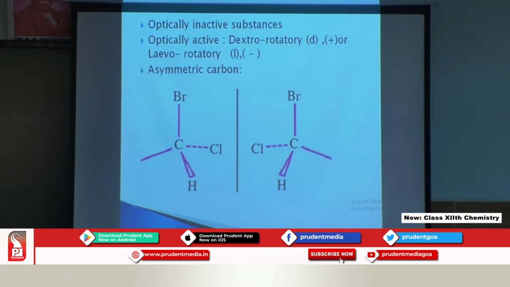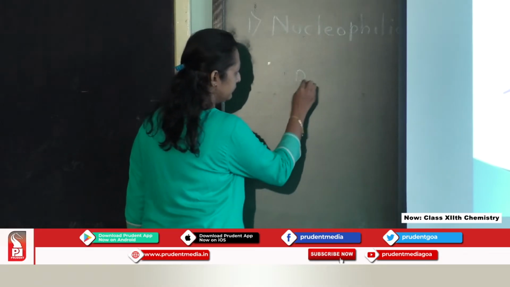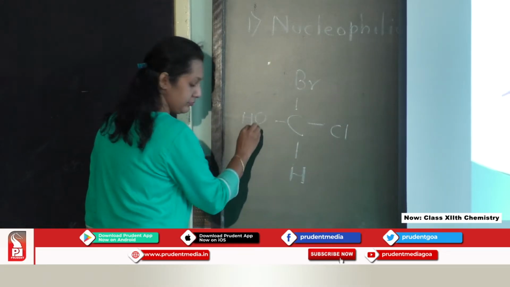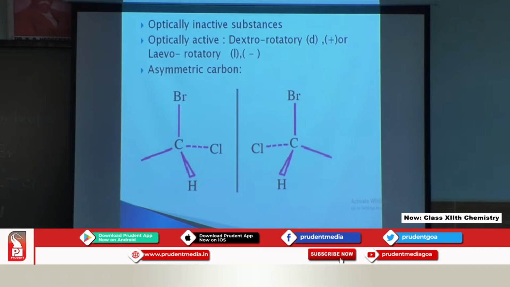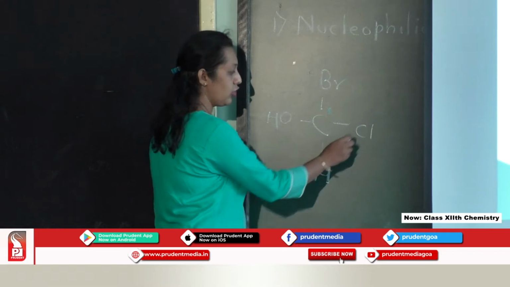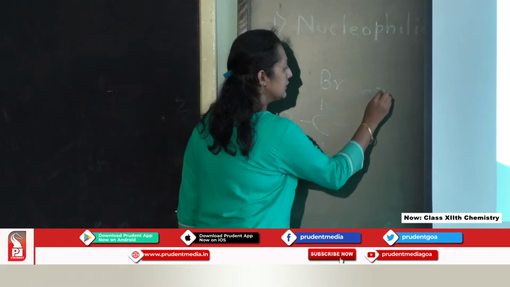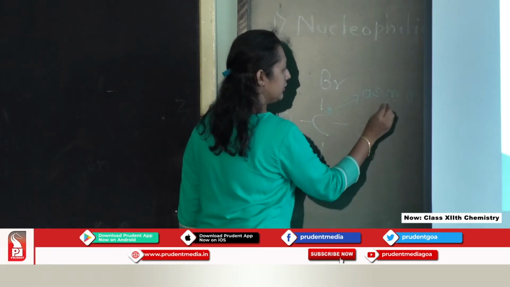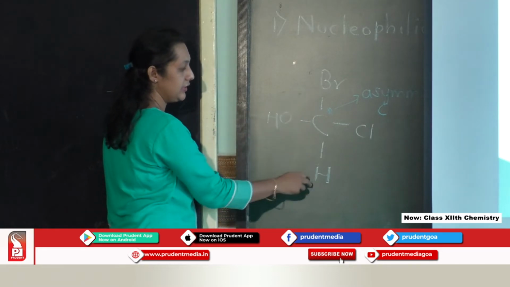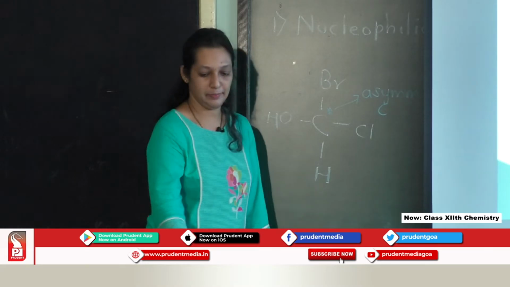Next, we have the asymmetric carbon. What do you mean by asymmetric carbon? The carbon which has different atoms or groups attached to it is known as the asymmetric carbon. So, if you look at this carbon, it contains different atoms or groups attached to it. So, that is known as the asymmetric carbon.